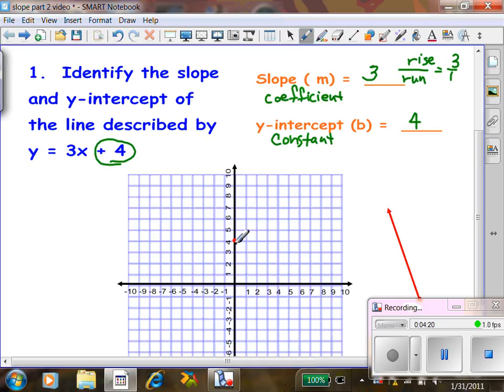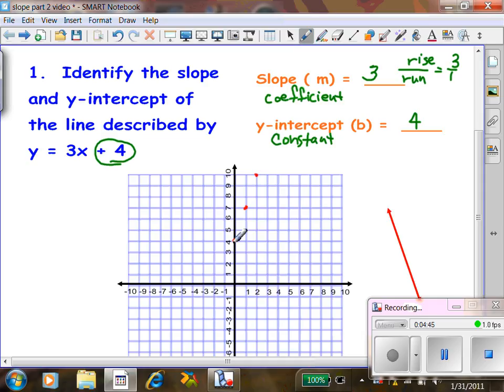So I'm going to go to the only point that I know right now, which is my y-intercept, and I'm going to rise 3, 1, 2, 3, and then I'm going to run 1, and I'm going to plot a point. And that right there tells me that's another point on my line. I could keep doing this. Go up 1, 2, 3, over 1. So that point is 2, 10. That's another point on my line.